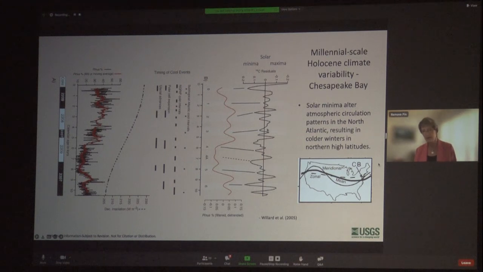And this plot here on the right just shows the changes in meridional versus zonal flow, which is controlled by the jet stream. So when we bring meridional flow down, we get colder winters. And it appears that these millennial scale events did affect the composition of forests in the Chesapeake watershed.